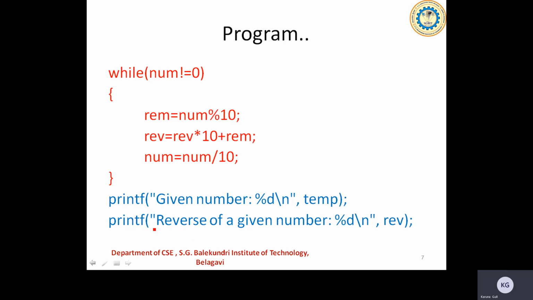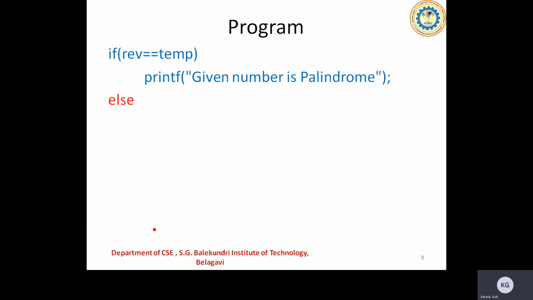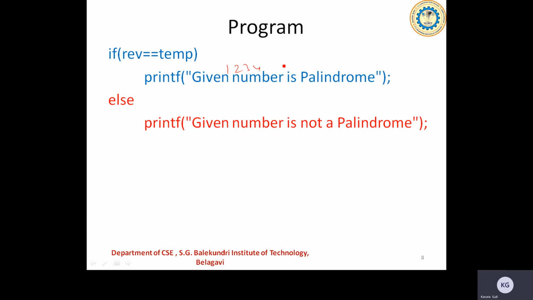The given number is already there inside the temp. I'll be printing that also. The reverse of the given number is found inside the reverse there. Then if reverse is equal to temp there, I'll be saying the given number is a palindrome. Otherwise, I'll be saying the given number is not a palindrome, right? So if I write something like 1, 2, 3, 4 as a given number and the reverse number is 4, 3, 2, 1, these are not equal to each other, so I'll say it's not a palindrome. If it is 1, 2, 2, 1, right? So the reverse of this number is 1, 2, 2, 1.